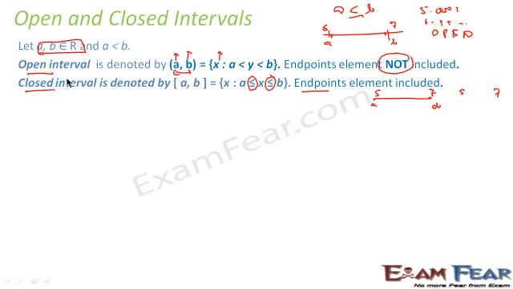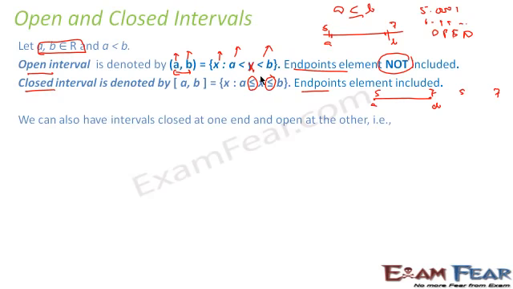In an open interval, the endpoints are not included. In a closed interval, the endpoints are included. The interval is nothing but a set of numbers between two endpoints. Here the two endpoints are A and B. When you're talking about an open interval, that is all the numbers between A and B where A and B are not included. When you say closed interval, you're talking about all the elements between A and B where A and B are included. Here it should be x instead of y.